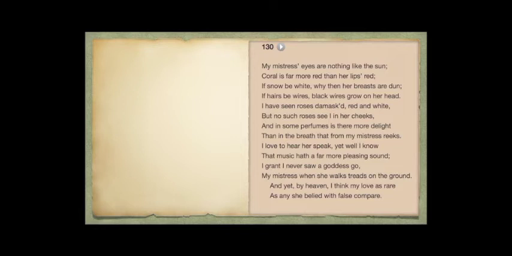I grant I never saw a goddess go. My mistress, when she walks, treads on the ground. And yet, by heaven, I think my love as rare as any she belied with false compare.